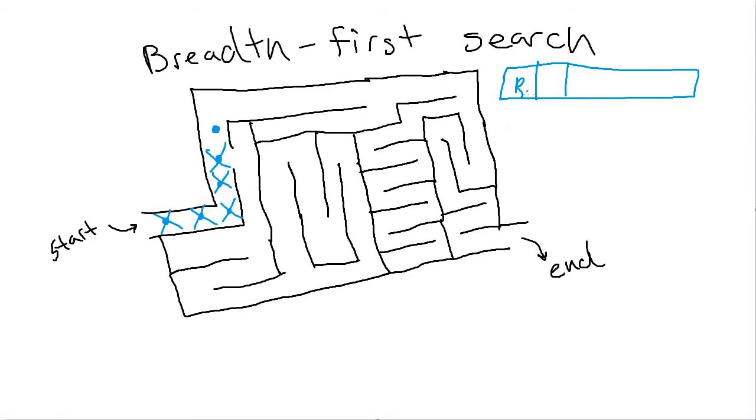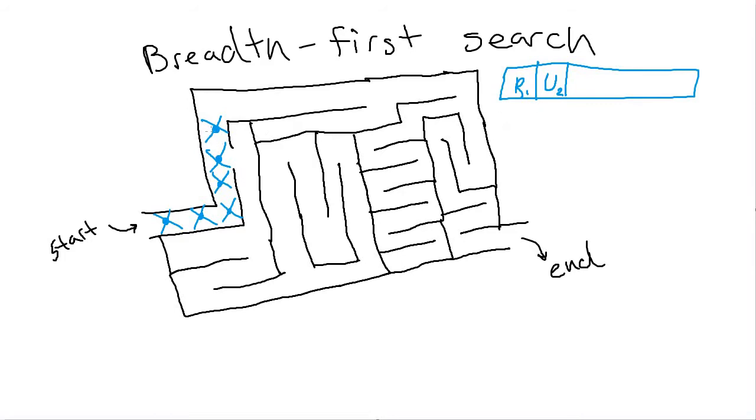I'll mark it as maybe R1. So now what we're doing is we're going to do the same thing. We mark this position because we visited it, and then we look around us to see which way we can go. We can't go down, left, or right, but we can go up. So now we're going to enqueue up. And I'm going to mark this with a 2 so that we remember this is sort of like the second path here and this is the first path here.